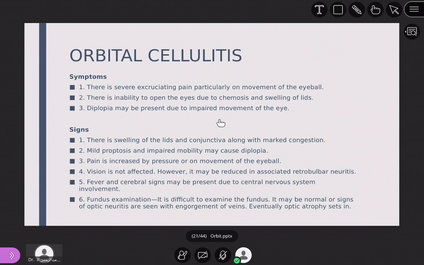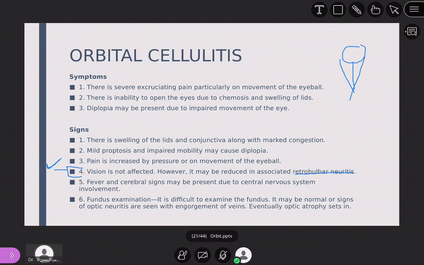Vision is not affected. However, it may be reduced in association with retrobulbar neuritis. Here we should be careful in number 4 because vision is mostly affected in orbital cellulitis. We're not talking about blindness, but the vision may be less, especially if the nerve is affected. As we mentioned, this is the eye, this is the optic nerve, and this is the cone.